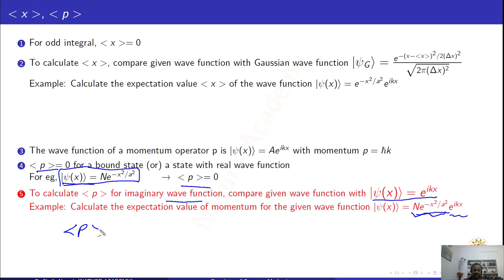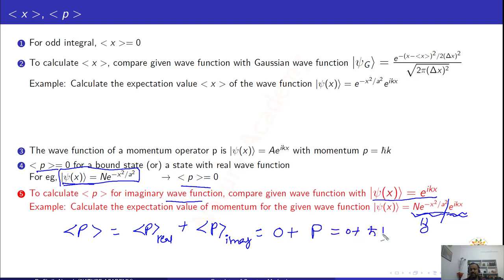Therefore, I will calculate the expectation value of the momentum as the expectation value of the momentum for the real wave function plus the expectation value of the momentum for the imaginary wave function. The expectation value for the real wave function is simply 0. Then what is the expectation value of p for the imaginary part? For this you have to compare the given wave function with the plane wave e power ikx. So the first part is 0, and the second part is simply e power ikx, so the expectation value is simply the momentum p, or you can write this as 0 plus h bar k.